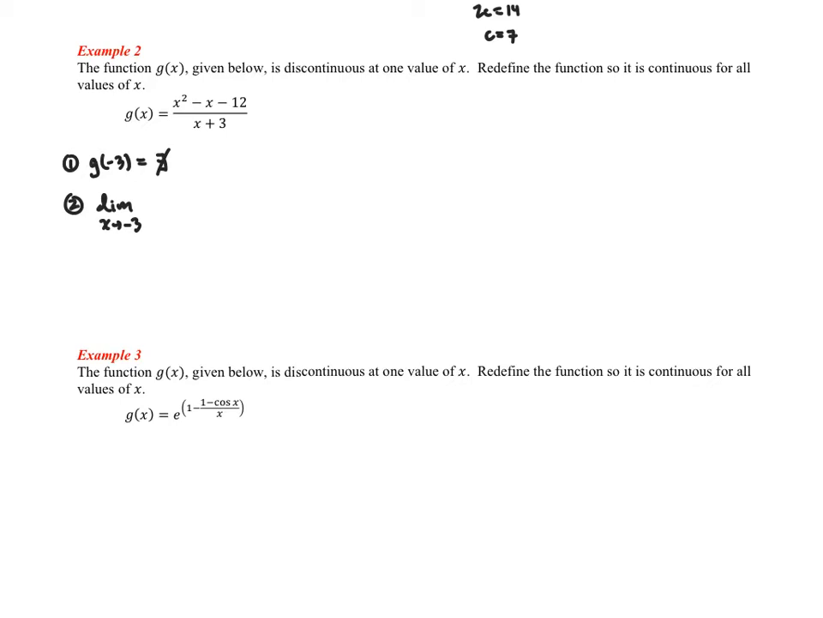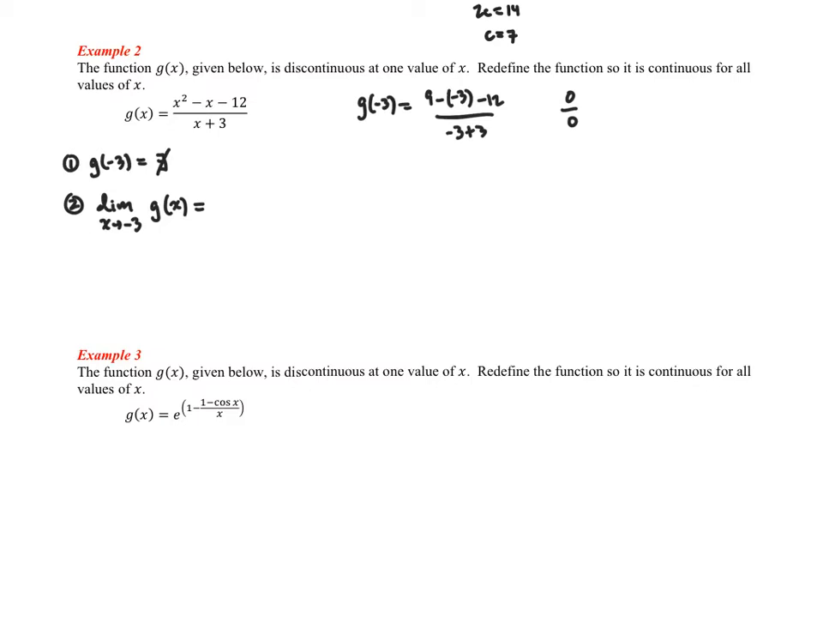I'm going to factor. Okay, well, first of all, I guess we should show why it doesn't exist. Okay, if I plug in a -3, g of -3, well, what does it equal? It equals 9 minus -3 minus 12. And in the denominator we get -3 plus 3. So we're getting 0 over 0. That's telling me that there's going to be a hole in the graph here.